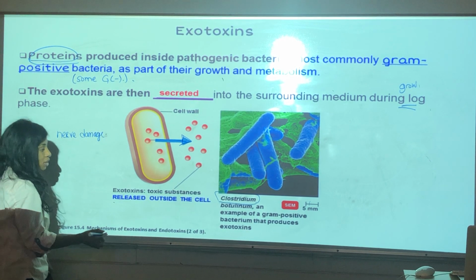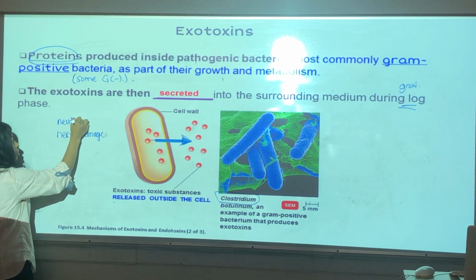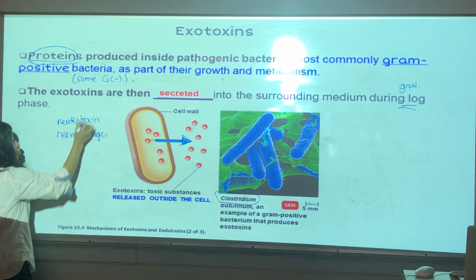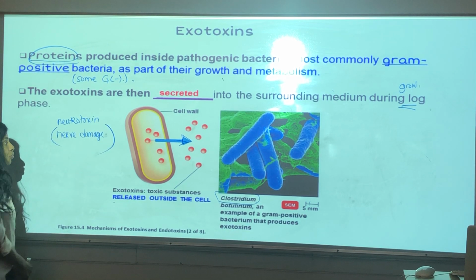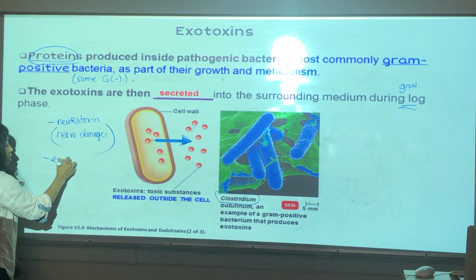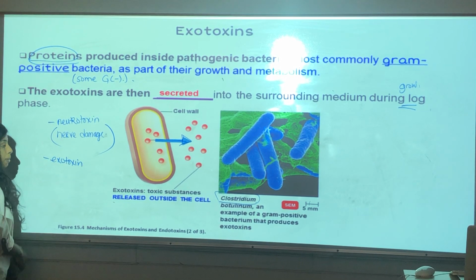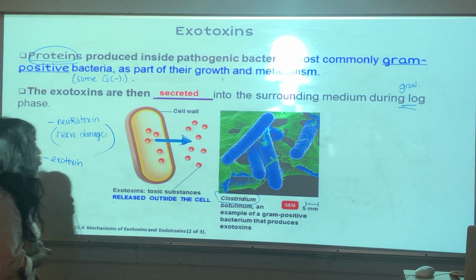We also call this Clostridium toxin a neurotoxin. And the neurotoxin describes the damage the toxin does to the nerve. It's also called an exotoxin, and we'll give it another name later on. So these are exotoxins.